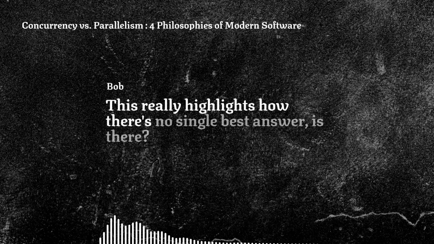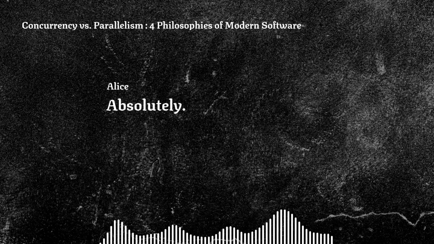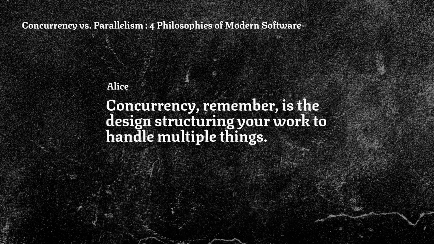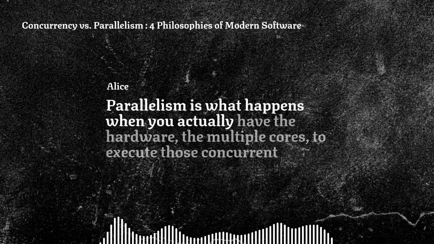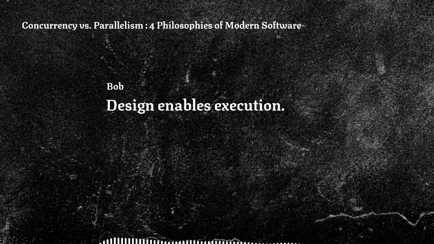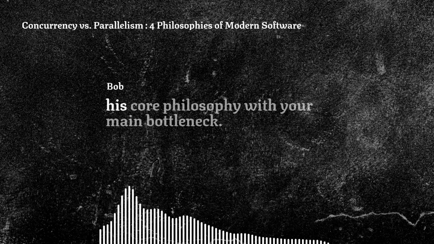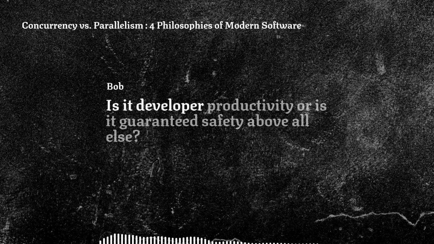This really highlights how there's no single best answer, is there? It completely depends on what kind of problem you're trying to solve. Absolutely. Concurrency, remember, is the design, structuring your work to handle multiple things. That design creates the opportunity for parallelism. Parallelism is what happens when you actually have the hardware, the multiple cores, to execute those concurrent tasks truly simultaneously. They work together. Design enables execution. Perfectly put. So at the end of the day, choosing the right language or model comes down to aligning its core philosophy with your main bottleneck. Is it raw speed? Is it I/O throughput? Is it developer productivity? Or is it guaranteed safety above all else?